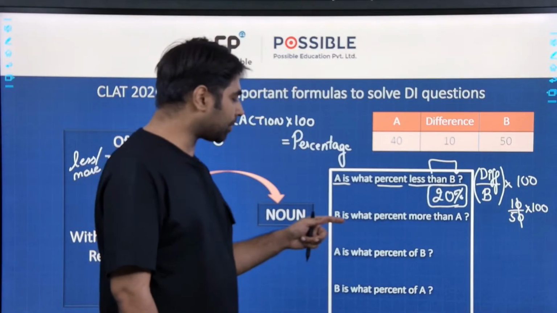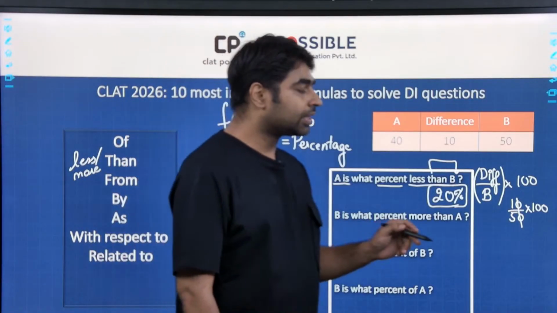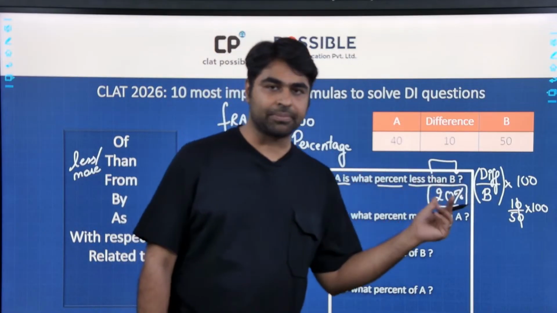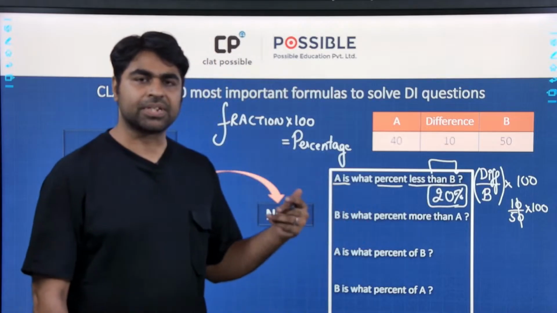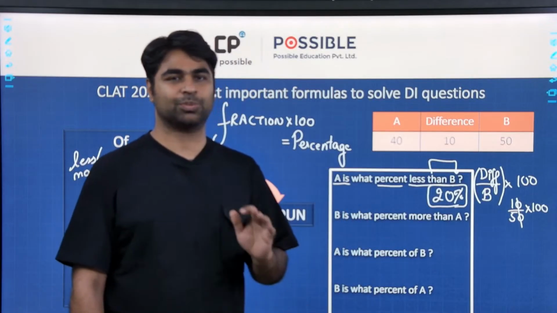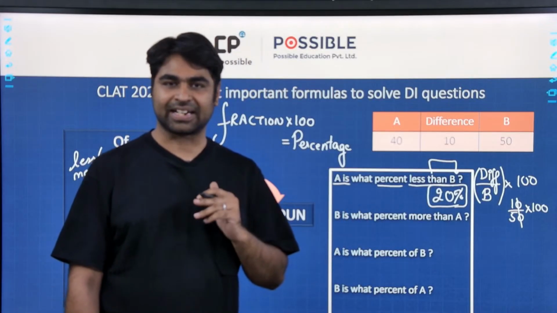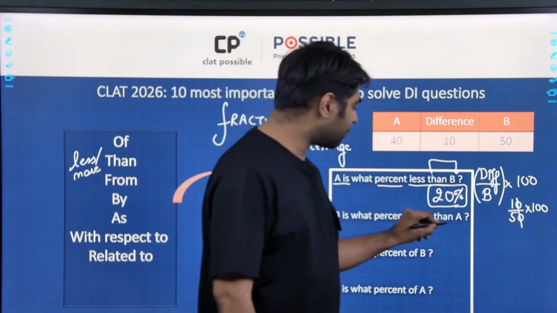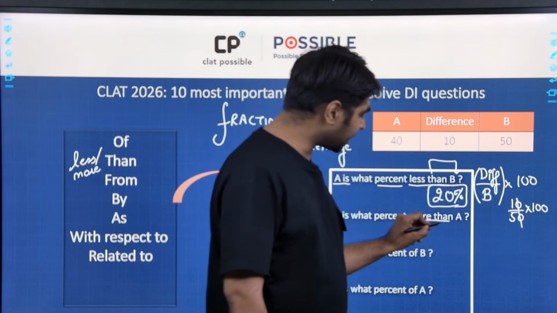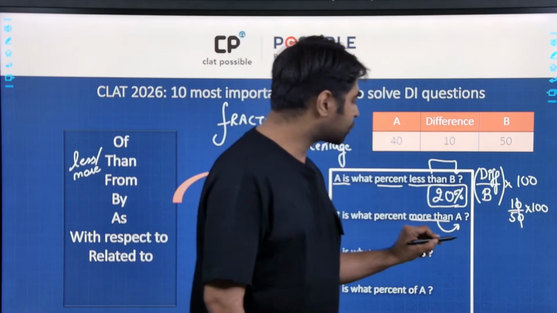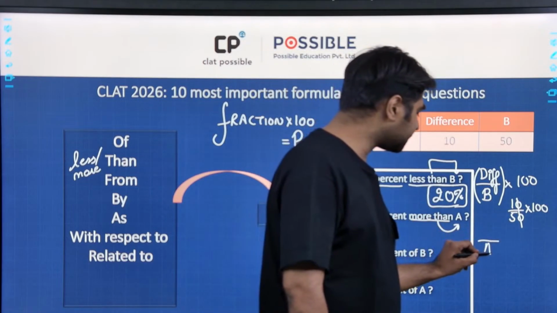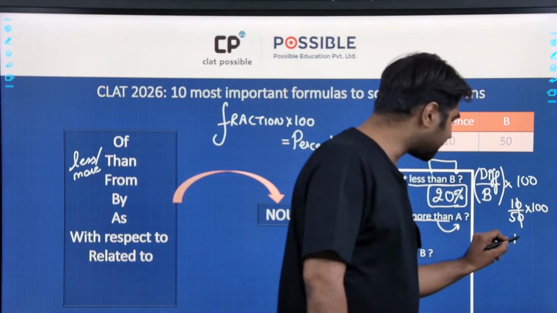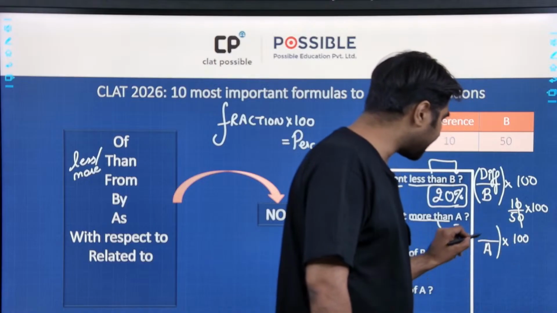how to get the second part? Now one student will say for sure that if A is 20% less than B, then B will obviously be 20% more than A? No. That doesn't happen like that. Why so? Let's talk about that also. After the words "more than", the noun that has come is A. So we'll keep A in the denominator. Because we are asking about the percentage value, we'll multiply by 100.